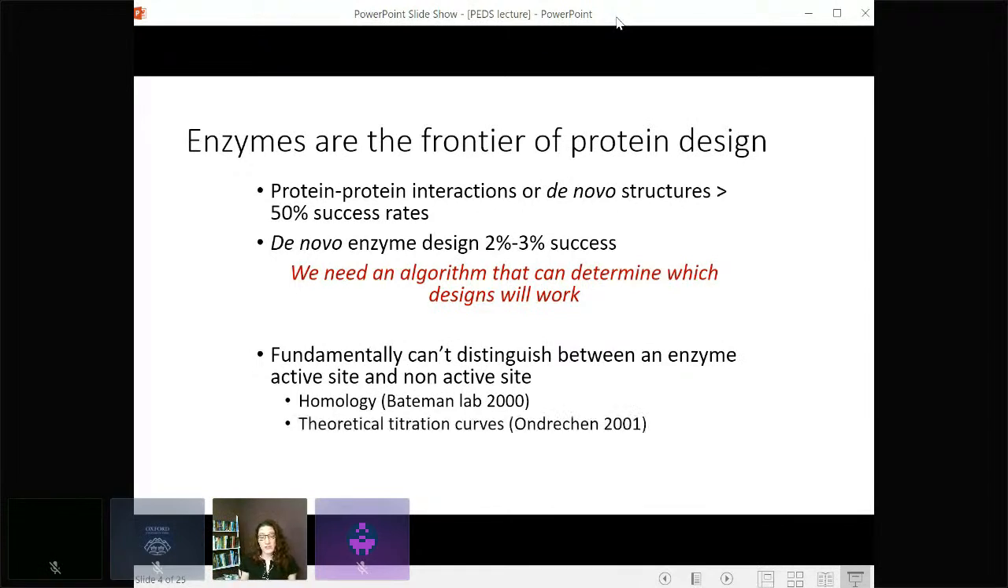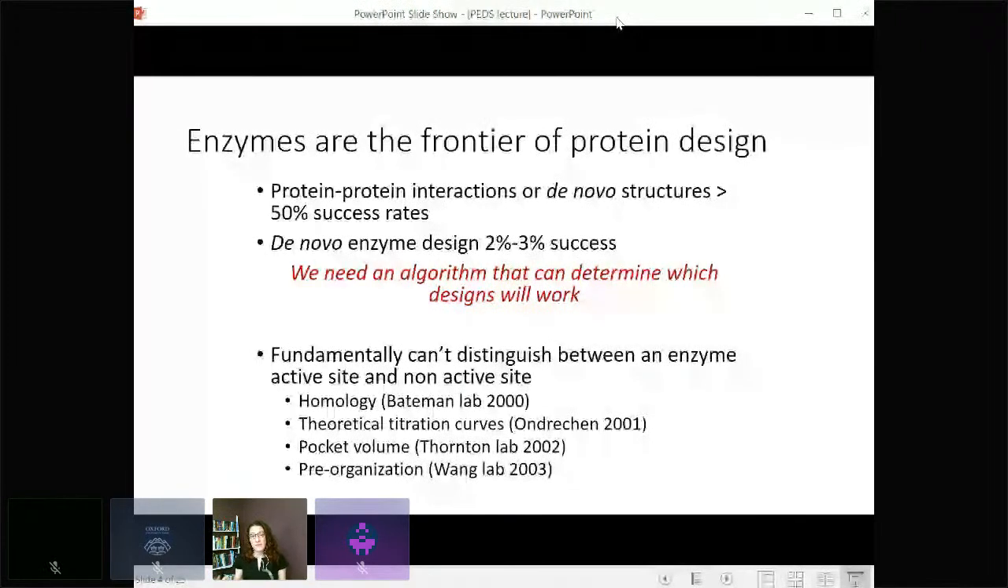We could use theoretical titration curves. This is some amazing work from Mary Jo Ondrechen that I'm going to be talking more about later, but those can be very helpful. We also have pocket volumes, that enzymes tend to have larger pockets than non-enzymes. There's pre-organization. If you have a crystal structure, then the enzyme site is more likely to have a lower B factor. And finally, distance to protein centroid, that the enzyme active site is likely going to be more towards the center of the protein. So this is all helpful, but still, we don't know what's going to be an enzyme and what's not.